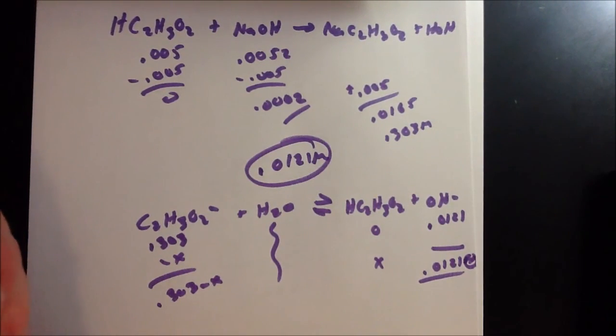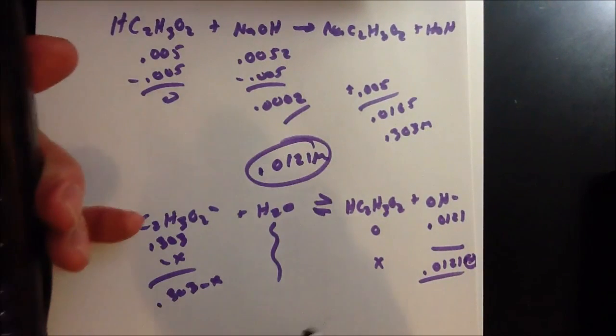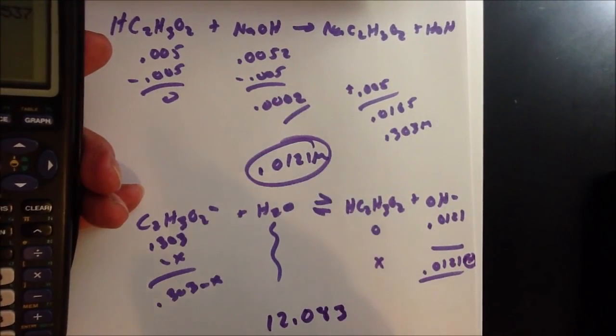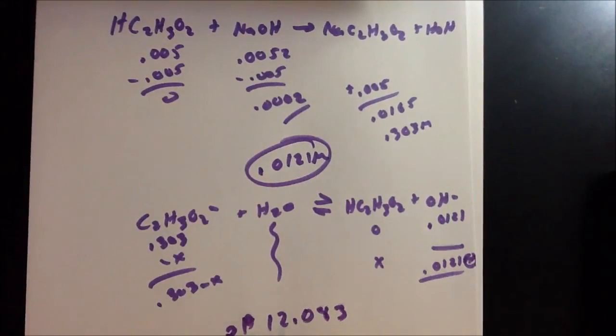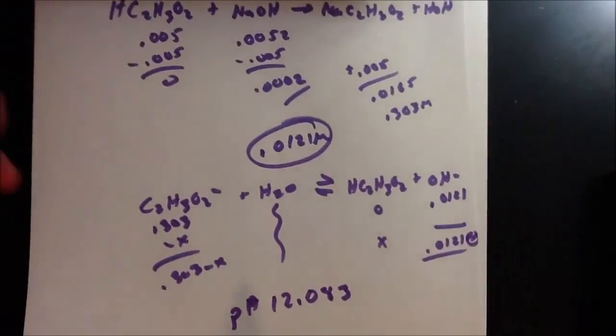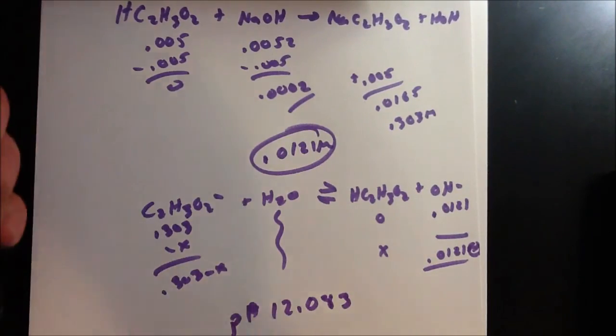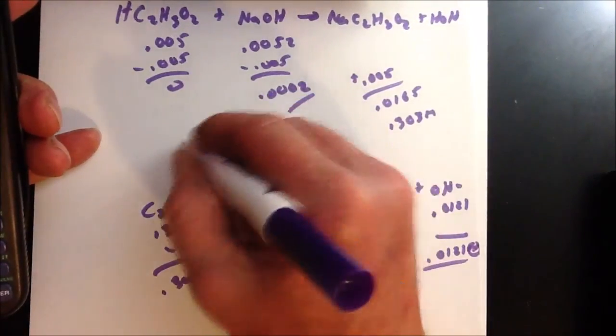14 minus that value is 12.083 for the pH. Now the next one's going to be really, really similar because we upped that to 7 milliliters. So I'm going to go ahead and just do it right here on this page as well. So that's going to be 0.017 liters.